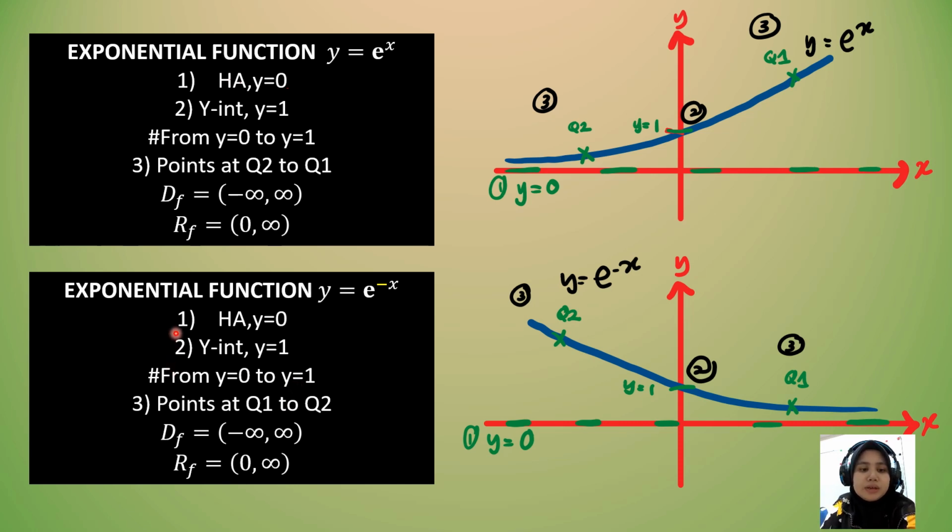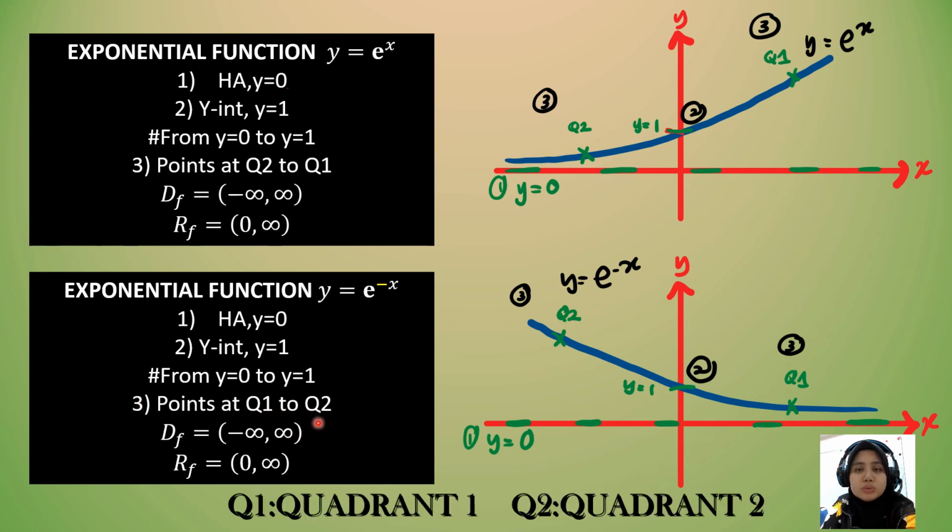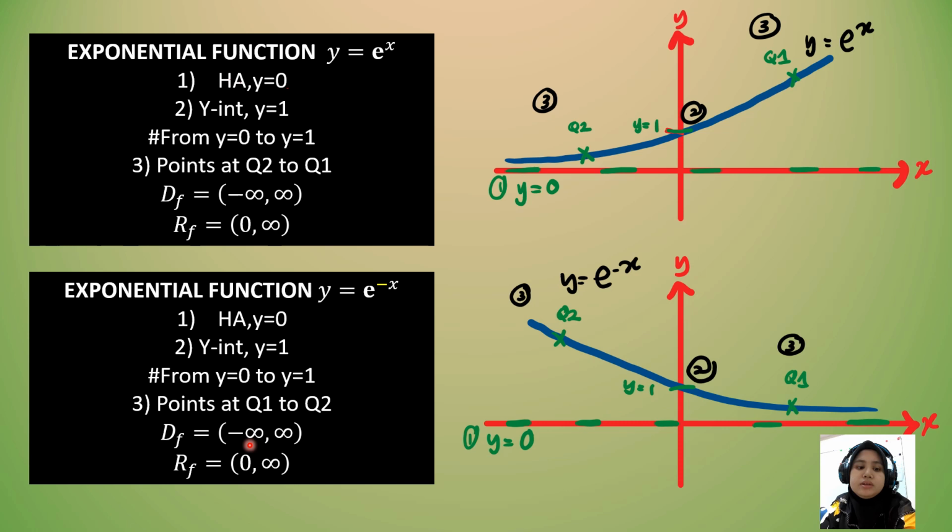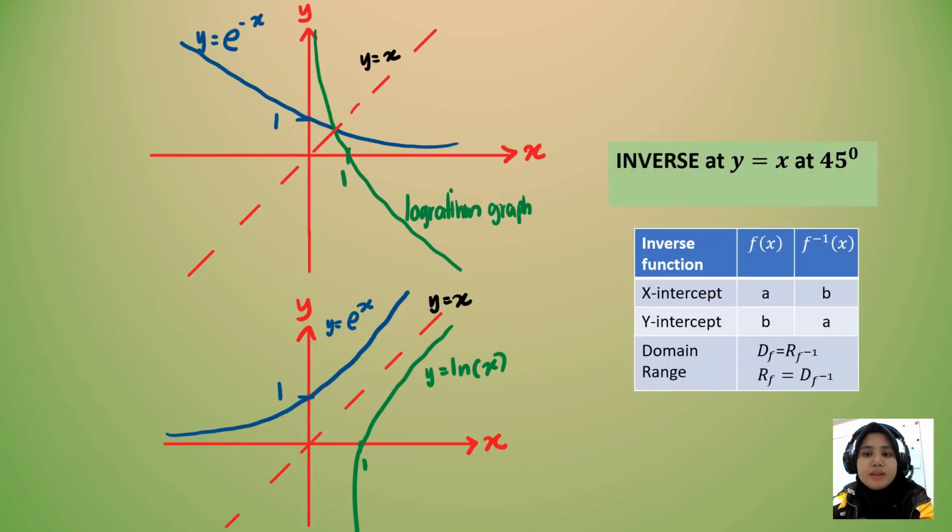Next, our second graph. Okay, step 1, step 2, no need for me to explain again. Number 3, the points are at quadrant 1 to quadrant 2. So how do we identify the quadrant? Decide any x value and find the y value. Look at the points, which one is higher, this one is lower, this one is higher. So your exponential graph will be complete. Okay, so it's the same for the domain and range. So exponential is actually not difficult. Okay, just practice. Okay, this is the end of our summary for chapter 5.